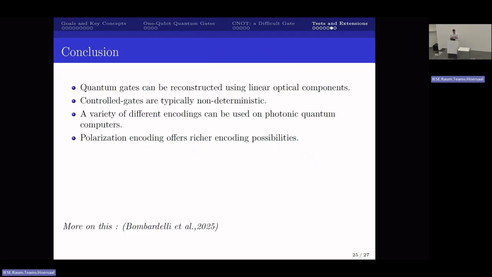To conclude, I wanted to show you how quantum gates can be reconstructed using linear optical components in the dual mode encoding. And I wanted to highlight how control gates are typically non-deterministic in some encodings. And I also wanted to show you how much there is a variety of different encodings in photonics. So if you want to read more on this, we have a paper on arXiv, which you can access. Thank you.